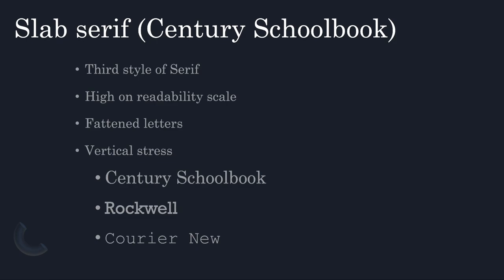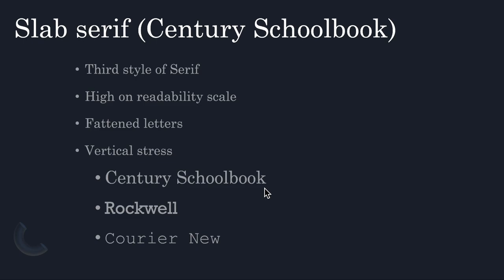And it's called Century School Book because really this was a type of font that was developed for academic books for kids. So what we have are some fattened letters, and there is a vertical stress as well with this one. And we have Century School Book, Rockwell, and Courier New. These are examples of a slab serif font.